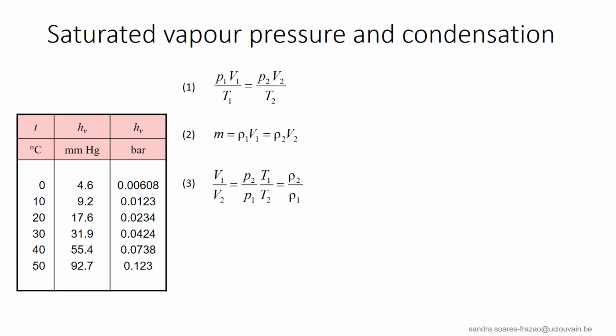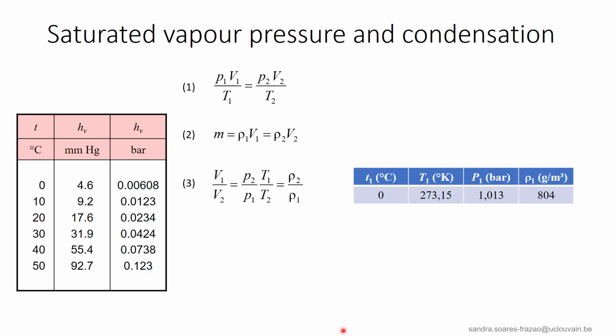From this table, it is possible to calculate the specific mass of water at different temperatures using the ideal gas law recalled here in equation 1. Let's consider that we have a given constant mass of water m. This mass is the same at temperature T1 and T2, so that we can write equation 2 with different volumes because of the different temperatures. From equations 1 and 2, we can write the ratio V1 over V2, that is here.